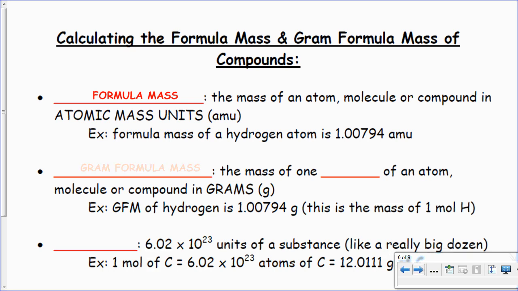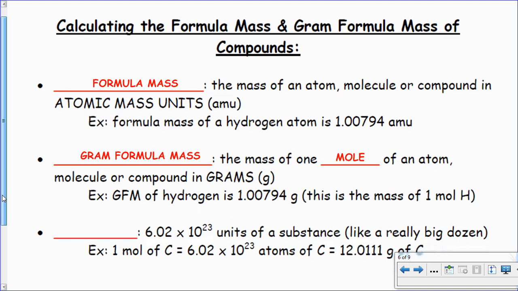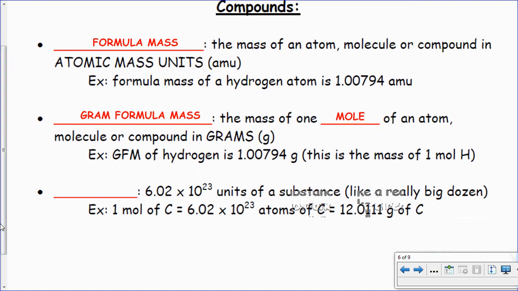Now, gram formula mass is the mass of 1 mole of an atom. That's a new counting tool that I'll be introducing to you in mini lessons in class. The gram formula mass of hydrogen is 1.00794. This is before we rounded it. The mass of 1 mole of H would be that, in grams. So in the gram formula mass, GFM, all we're doing is talking about it in grams. In formula mass, we did AMUs, but in gram formula mass, we're doing grams per mole.